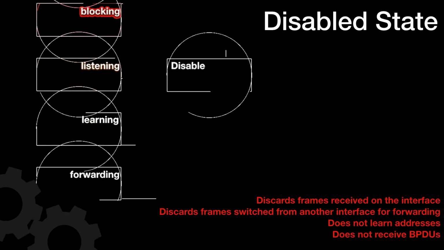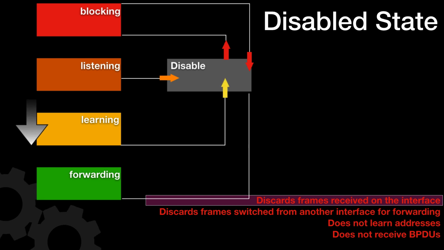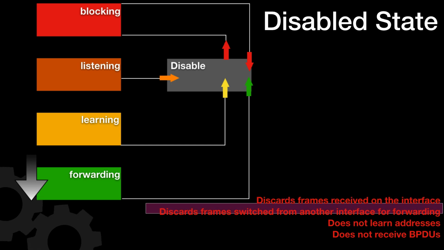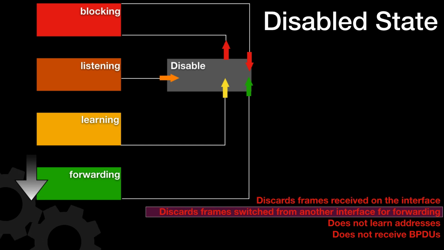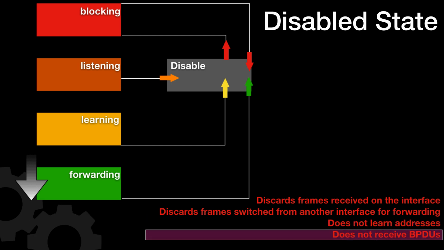Disabled state. A Layer 2 interface in the disabled state does not participate in frame forwarding or in the spanning tree. An interface in the disabled state is non-operational. A disabled interface performs these functions: discards frames received on the interface, discards frames switched from another interface for forwarding, does not learn addresses, does not receive BPDUs.